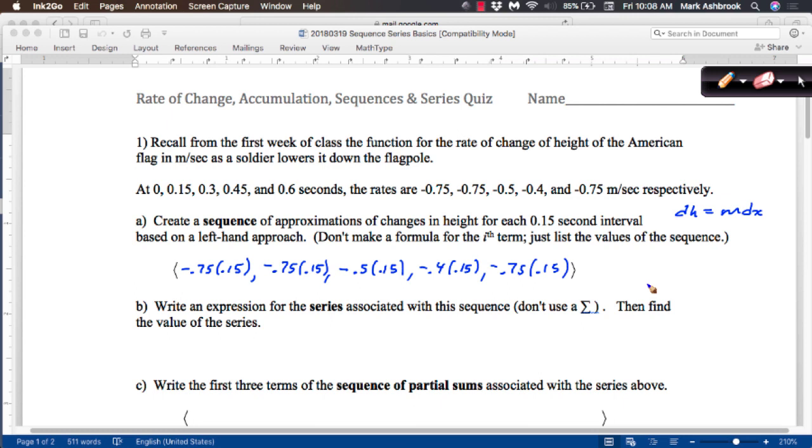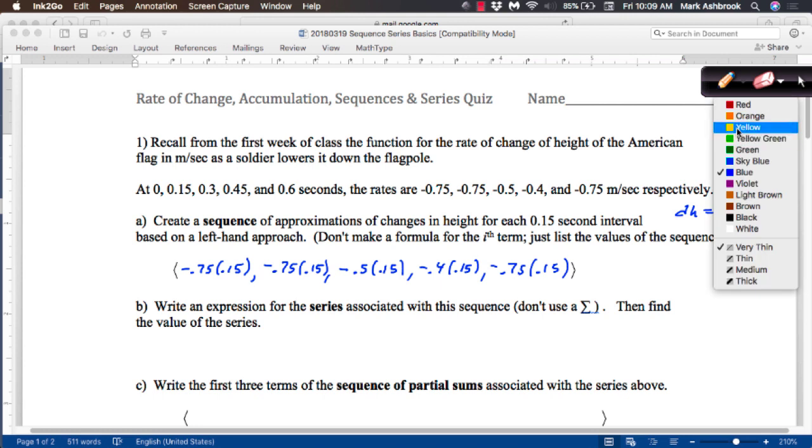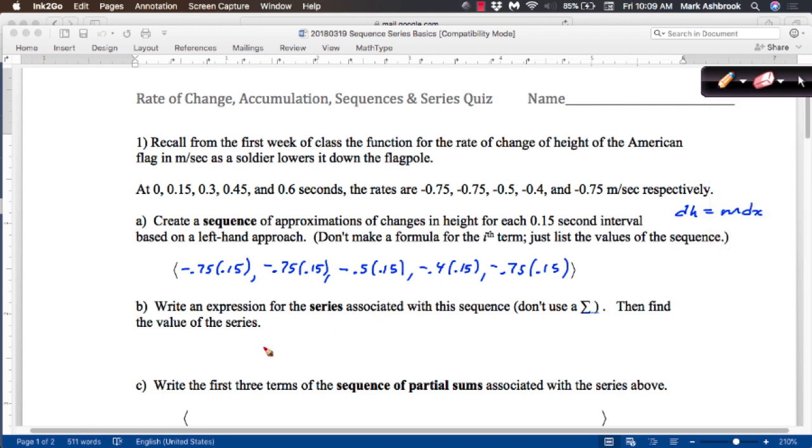Okay, write an expression for the series associated with the sequence. So how do we get the series associated with this finite sequence? We're just going to add these up, right? Series is the sum of the terms of the sequence. Don't use sigma, right? We're just doing it like a second grader understands, right? So just going to add all those up.